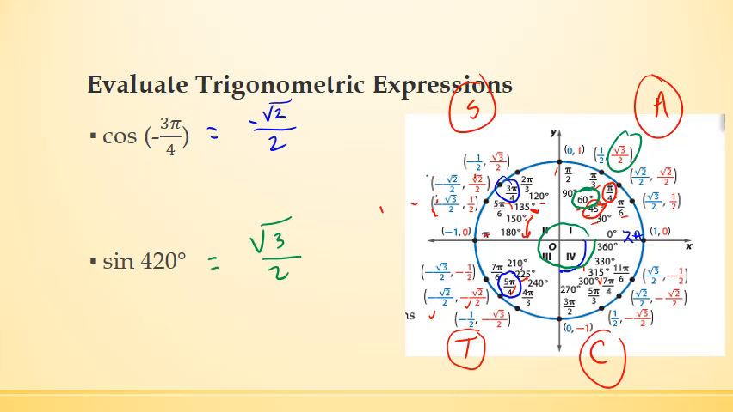So when we're evaluating these trig expressions for special angles, keep that unit circle handy. The only real trick in it is figuring out your negative angles, and that's not that difficult if you just keep your head about you and be patient.